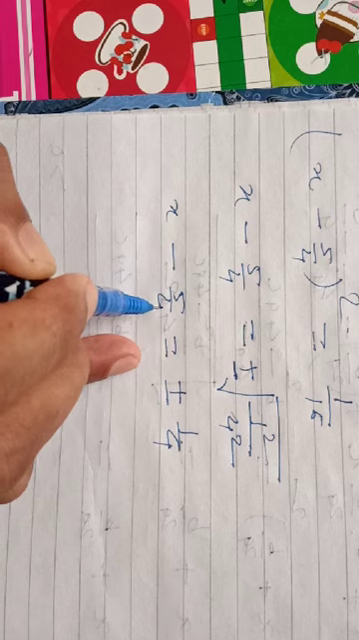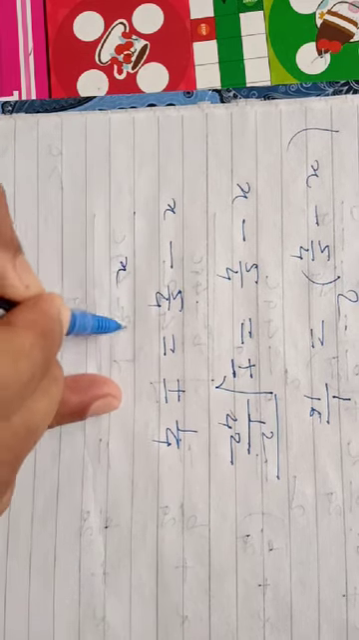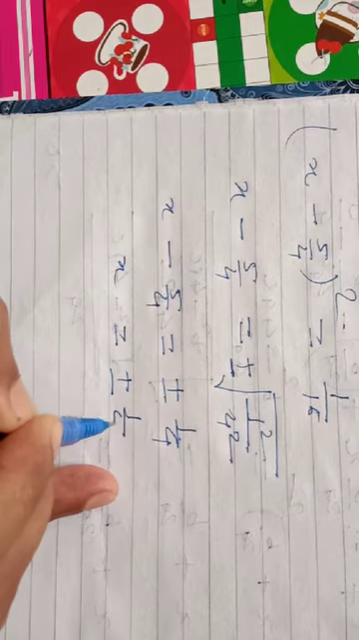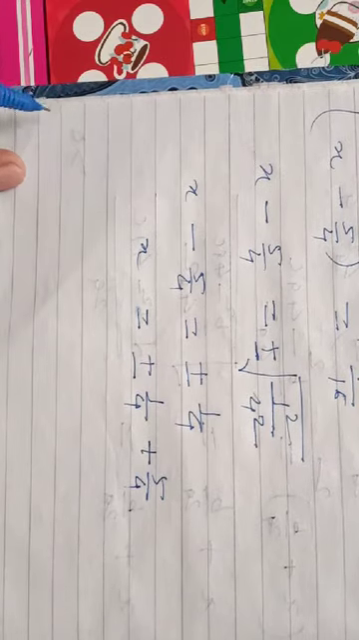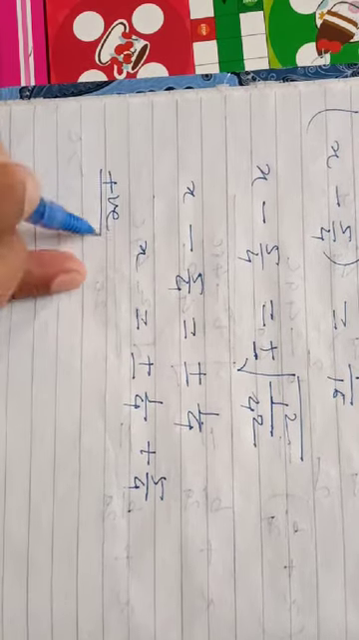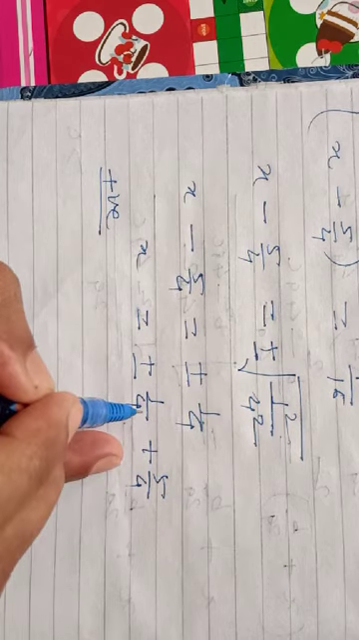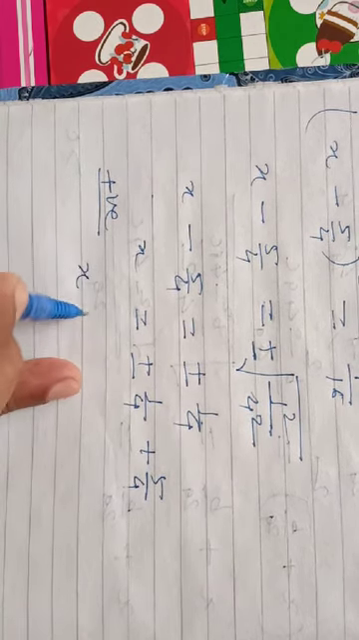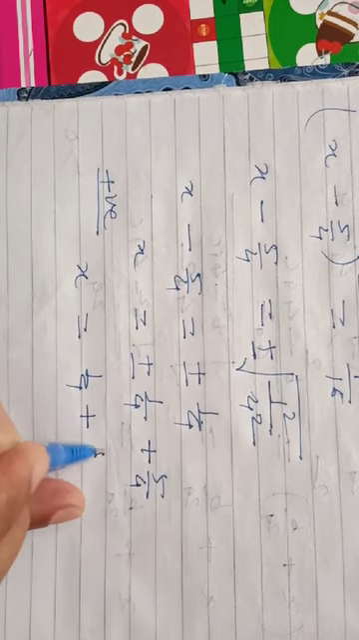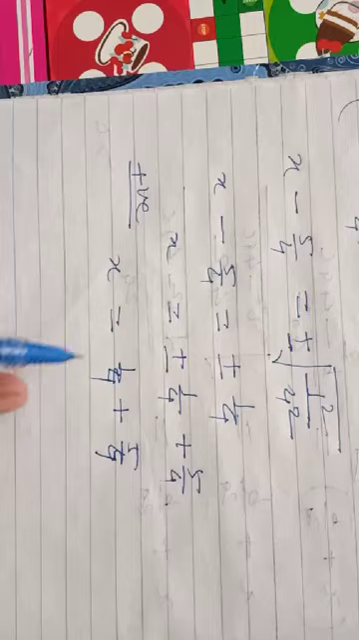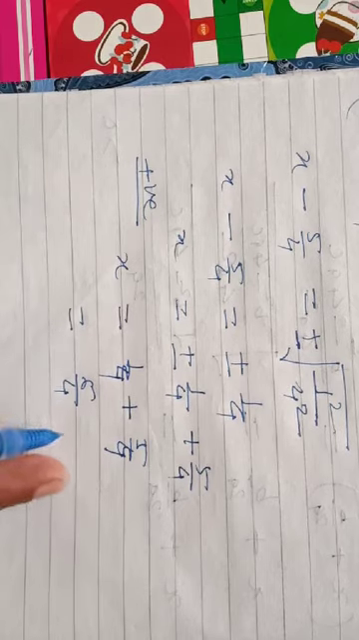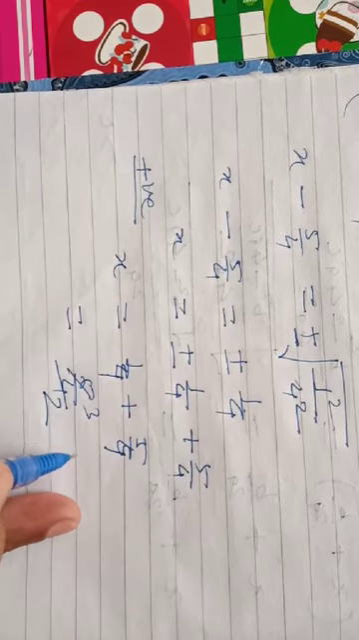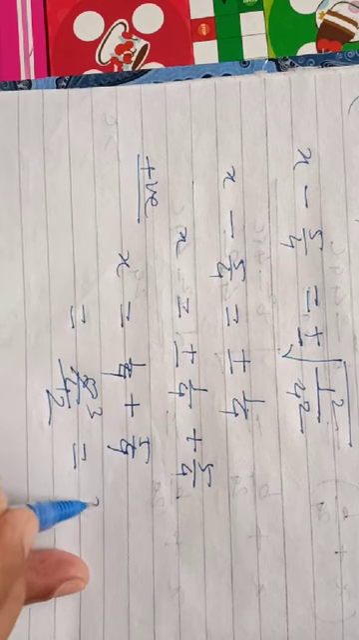Now shift the constant term to that side. X is equal to plus minus 1/4 plus 5/4. Clear? After transposing, we should take the positive value of 1/4 first. Then x is equal to 1/4 plus 5/4, which means 6/4. 2 2s are 4, 2 3s are 6. What is the value of x here? 3/2. One root is 3/2.